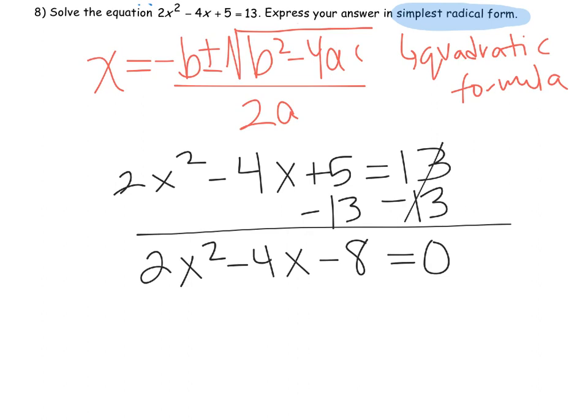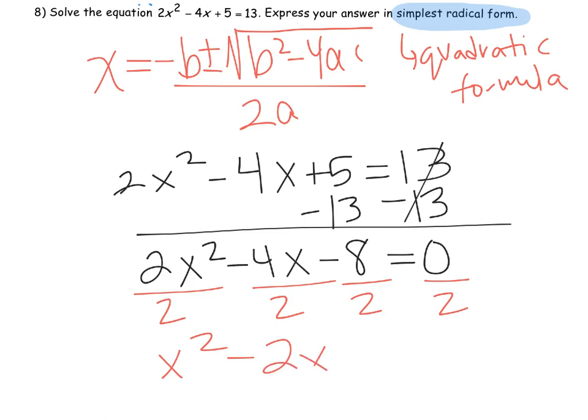Okay, great. Well, guys, look, there's a GCF. I'm going to take out a 2 from everything, make our lives a little easier. I'm going to take everything out and divide it by 2. I'm left with x squared minus 2x minus 4 equals 0. Again, do not try to factor this. Whenever you see simplest radical form, you should be using the quadratic formula.